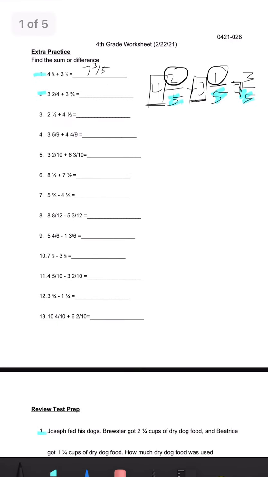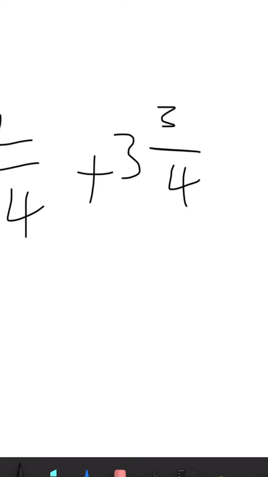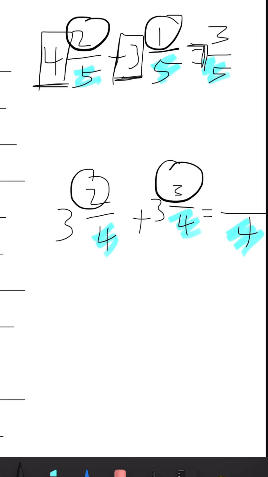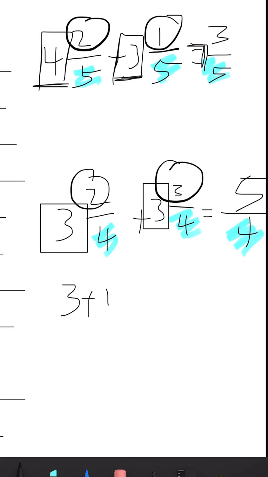Let's go ahead and take a look at number 2. We have 3 and 2/4 plus 3 and 3/4. Okay, so again, we see that there's a common denominator, so we'll bring that over. And since we had a common denominator, we could add the numerators like normal. 2 plus 3 is 5. We see that there are whole numbers in front, so 3 plus 3 equals 6. We're going to add that 6 in front.